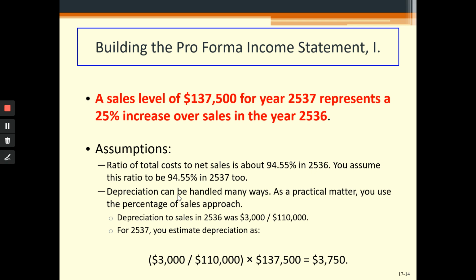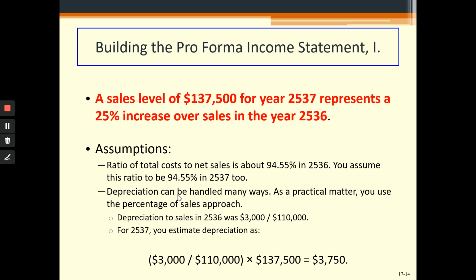Depreciation is actually a very complex topic, and accountants handle depreciation in many ways. They generate different depreciation schedules. It's not easy, but over here, in order to keep things simple, we are assuming that the depreciation will also remain the same as a percentage of sales.